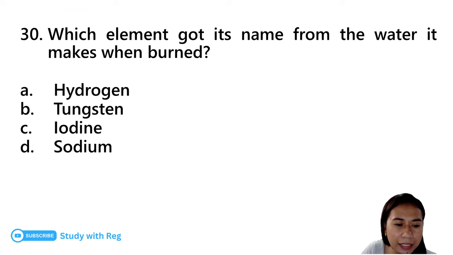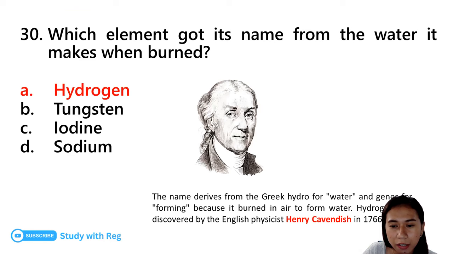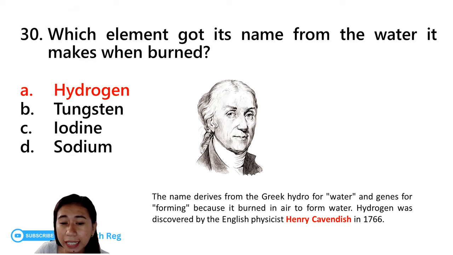Number 30. Which element got its name from the water it makes when burned? Di ba, yung sa combustion is we need the gas, like for example, hydrocarbon, a methane, plus oxygen. Tapos yung product niya ay water and carbon dioxide. So which element got its name from water? Yan yung hydrogen. Well, the name derives from Greek hydro for water and genes for forming. Because it burned in air to form water.